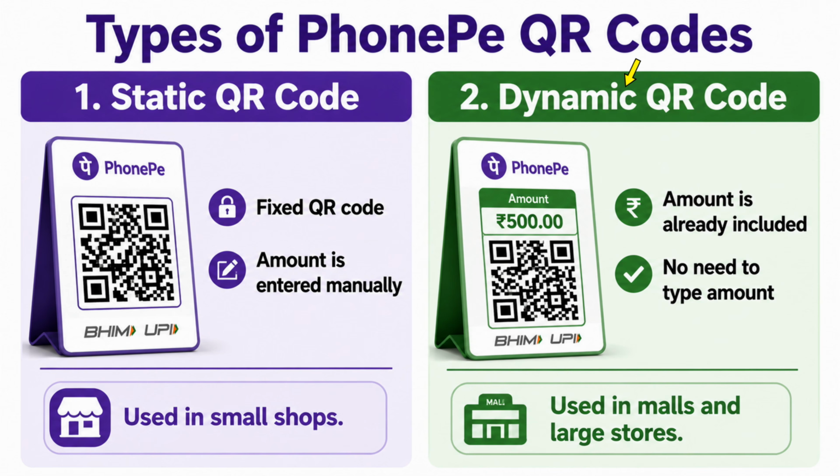The second one is the dynamic QR code. A dynamic QR code already contains the payment amount. You don't need to type the amount. A dynamic QR code is used in malls and large stores.